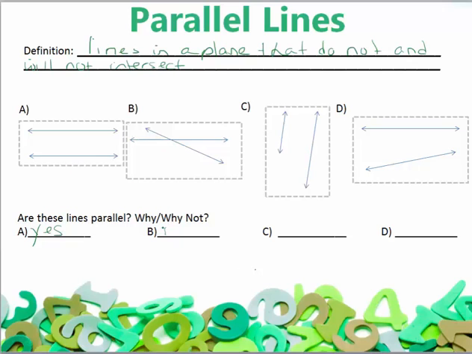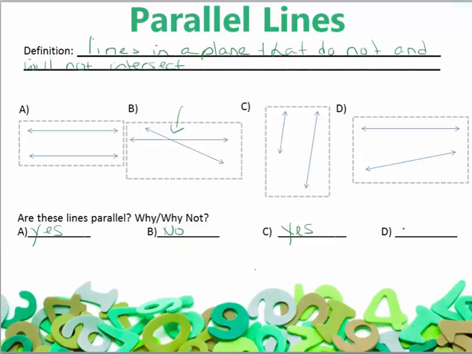B. B is an obvious no. These lines are already intersecting, so they are not parallel. C and D are a little bit less obvious. C is a short line and a long line. The short line does not change the fact that no matter how long we make it as we extend it on, because lines go on in both directions forever, these will not intersect. They are still equal distance apart all the way along. So these 2 lines are, yes, parallel, because no matter how far we extend them, they still will not intersect.